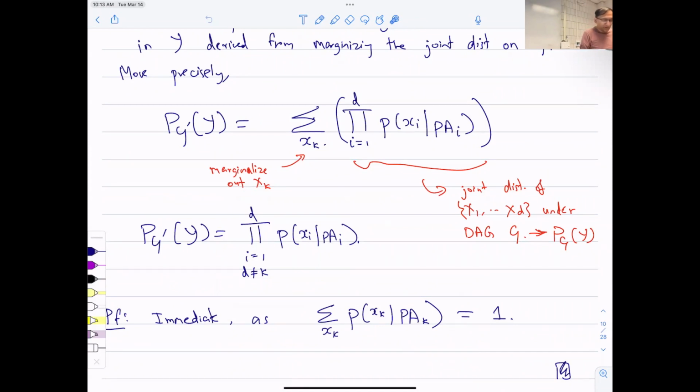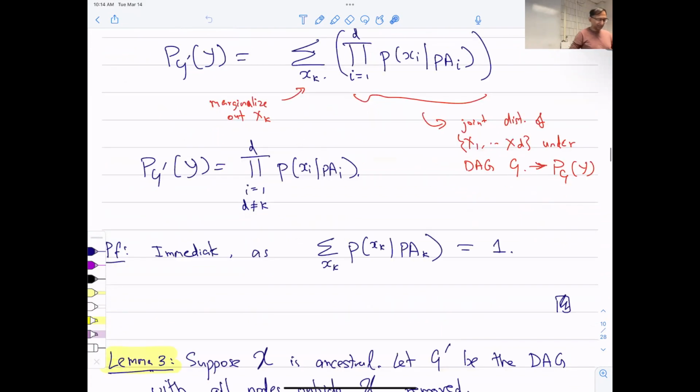So in particular, it's not a parent of anything else. So I can write the joint distribution of G prime as the original joint distribution times just that one term, P of xk given its parents. And when I sum over all its values, it's just one. So I'm just going to recover the rest of it. Okay. So this is not difficult at all.